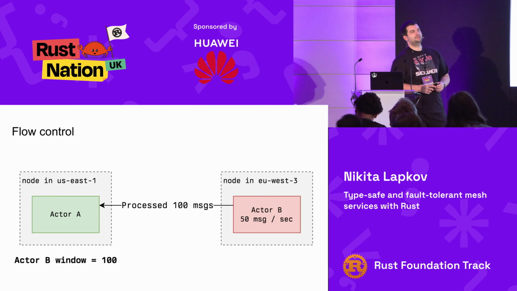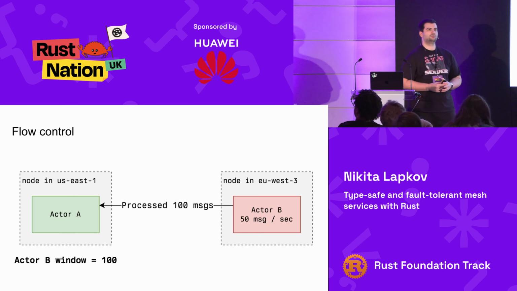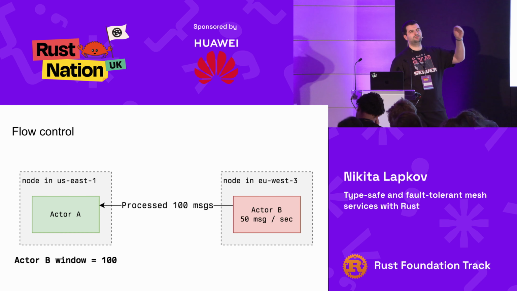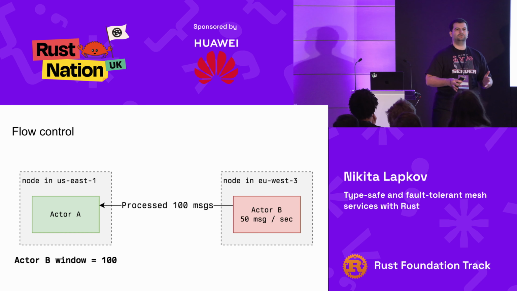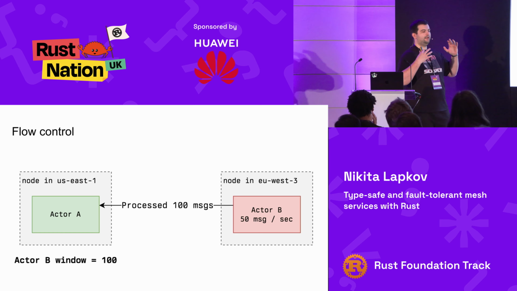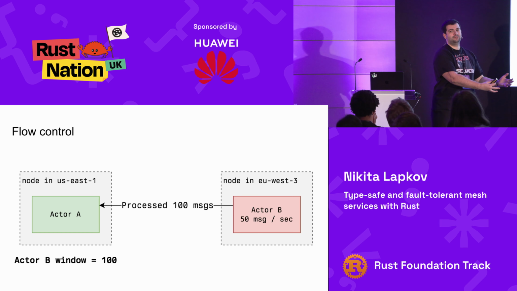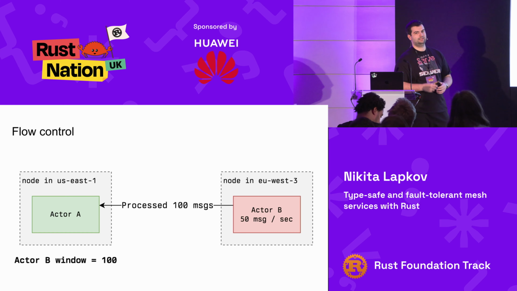One of the things we do is that we monitor the speed with which actor B is processing the messages. So if for some reason your system is overloaded and the processing power of actor B goes from 50 messages per second to 25 messages per second, this means that we need to update the window. We need to make sure that actor A knows that, hey, the actor on the other side is really struggling. You need to send less data, and we handle that by sending the appropriate window updates.